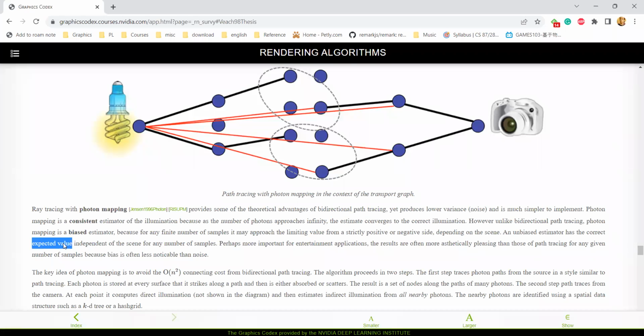In fact, more important for entertaining applications, the results are often more aesthetically pleasing than those of path tracing for any given number of samples because bias is often less noticeable than noise.